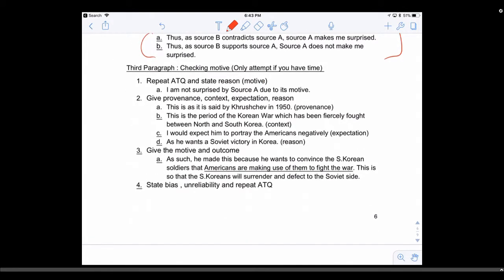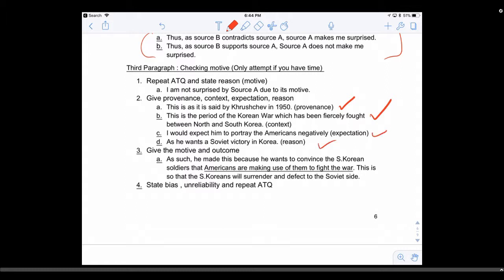Okay, so for the third paragraph, very similar to all your reliability third paragraphs, you are not surprised because of the motive. I'm not surprised because I expect him to say this thing because of who he is and because of the context in which it was said, right? So who is he? I'm not surprised because it's said by Khrushchev in 1950. 1950 was the era of the Korean War between North and South Korea, fiercely contested. So as such, I would expect him to portray the Americans negatively because he wants a Soviet victory.